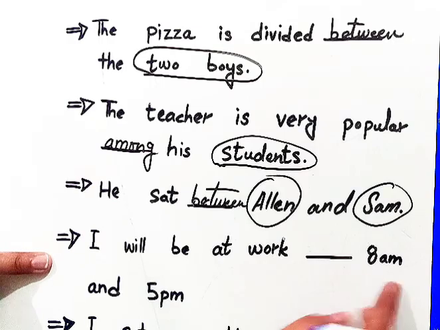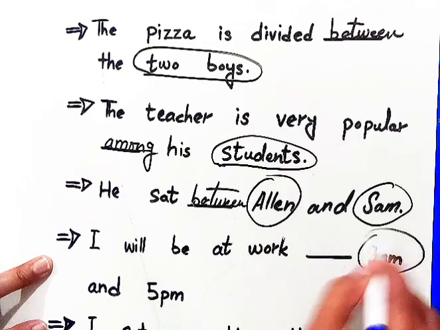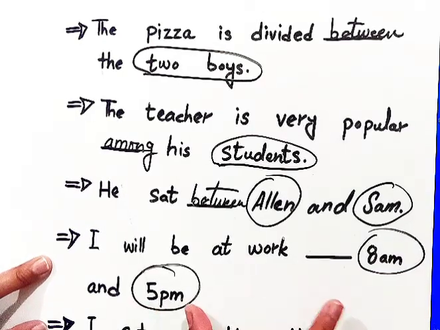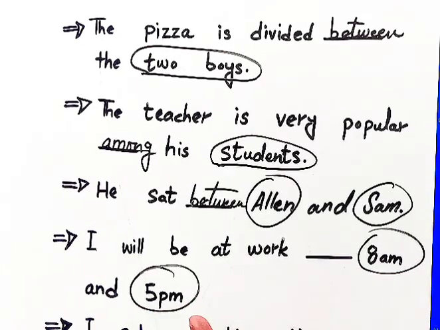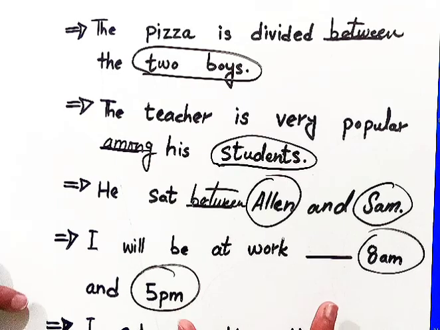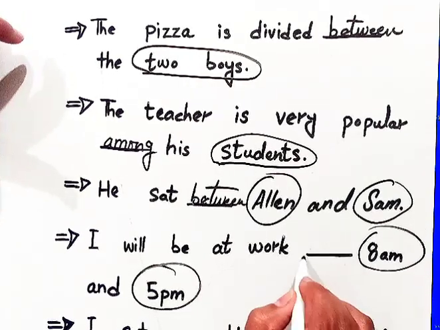Next one. I'll be at work blank 8 a.m. and 5 p.m. So there are only two mentioned times. There are only two options. So we will write between here.